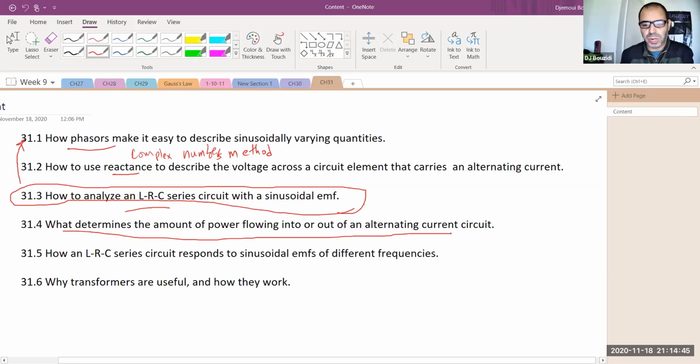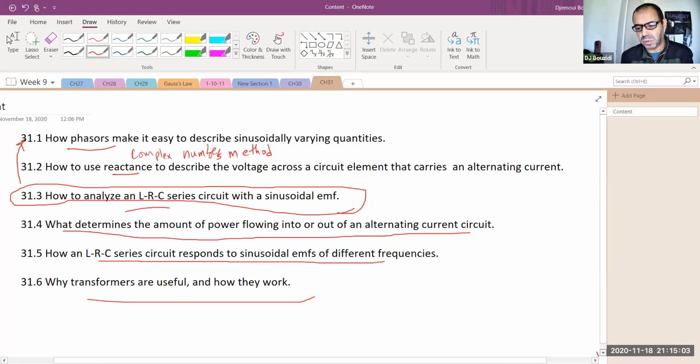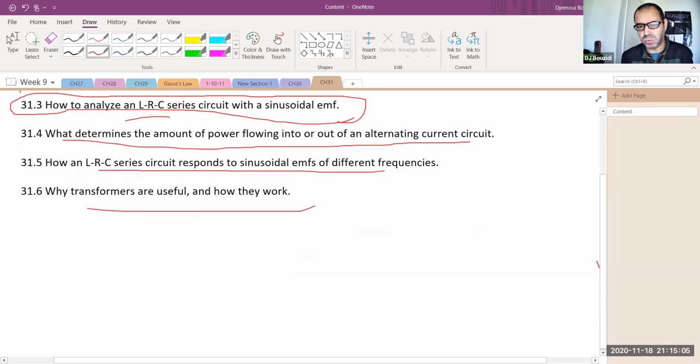Now we're going to talk about power. At that point, these things fail. You have to go back into the trig functions. And we're going to talk about the LRC circuit. All of this is just about the LRC circuit, and finally we're going to talk about the transformers. I think we talked about them before, but we're going to revisit what they do and all of that. So this is the entire chapter.